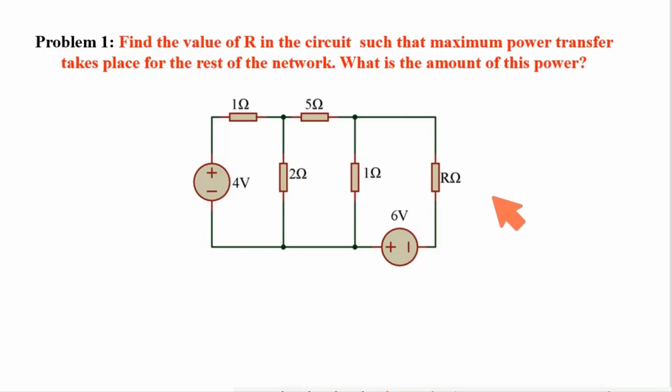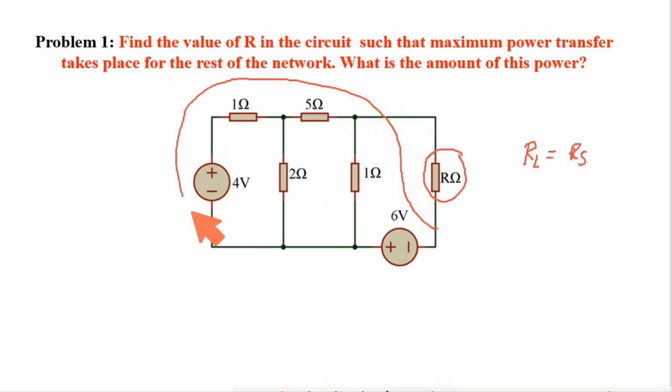According to maximum power transfer theorem, maximum power will be transferred from source to load resistance if load resistance is equal to source resistance. That is, RL is equal to RS. RL is the load resistance and RS is source resistance. Now what is the source resistance? Except load resistance, whatever will be the resistance from rest of the circuit, this will be considered as source resistance.